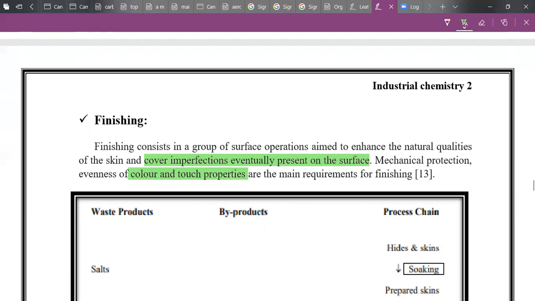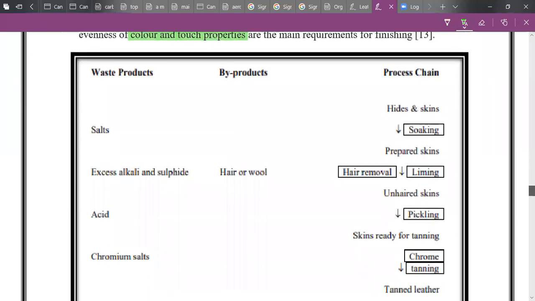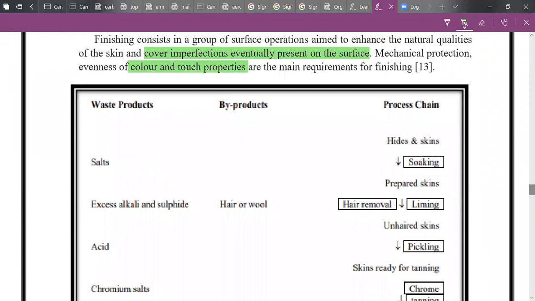So there is a chart in which we can easily understand how the hide is converted into the leather, and which types of waste products are produced during the formation of leather. So first of all, the hide is converted into the prepared skin with the soaking process. In the soaking process, the salt is a waste product, because I told you earlier that we use sodium carbonate salt to increase its pH. That's why the salt is the waste product which is sprayed out.